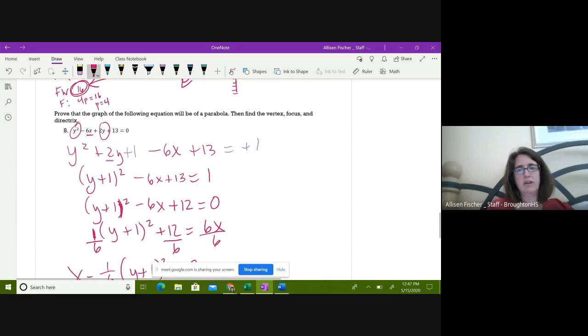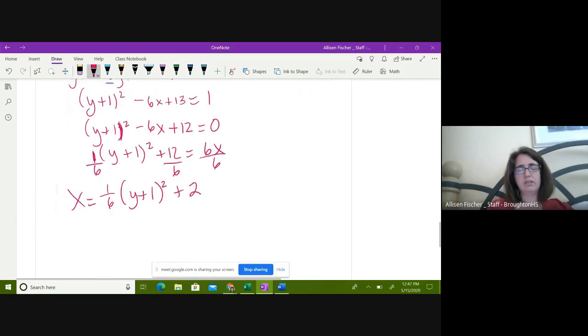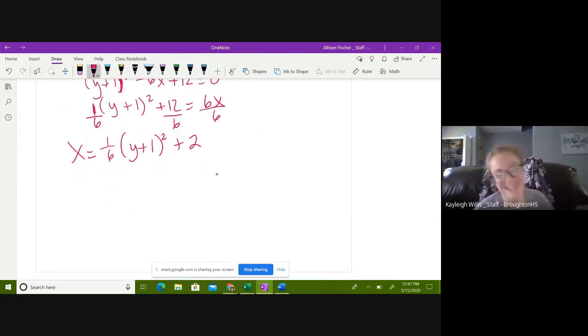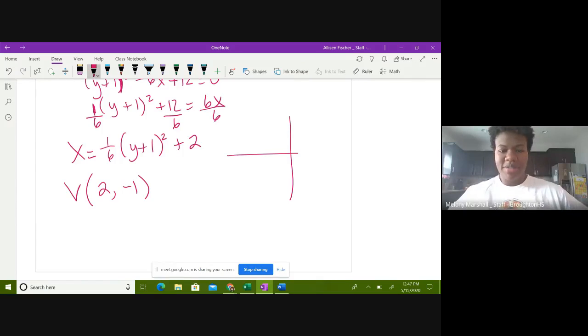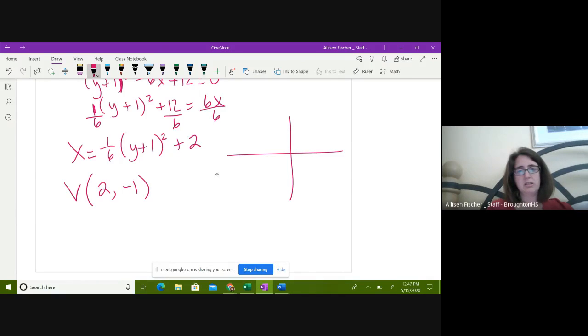And then it says find all the stuff. Vertex, focus, and directrix. So your vertex is going to be at 2, -1. It is because it's backwards. Because backwards, yep. So this is going to be at 2, -1. And it's positive in front of that 1, 6. So this is going to be opening up.